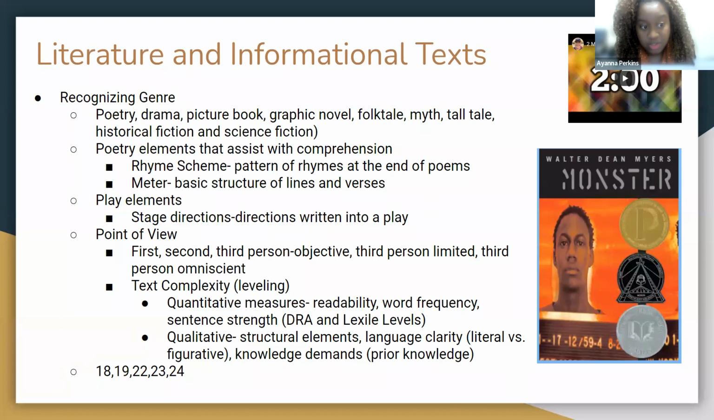Something that you also want to review is our poetry elements. Poetry elements also assist with comprehension. The way that something is laid out can help a student to read more fluently and to also understand what the text is trying to say. So rhyme scheme is an example. Patterns of rhymes at the end of poems help a student to read with the beat or the rhythm that was anticipated by the author. And then meter is the basic structure of lines and verses.